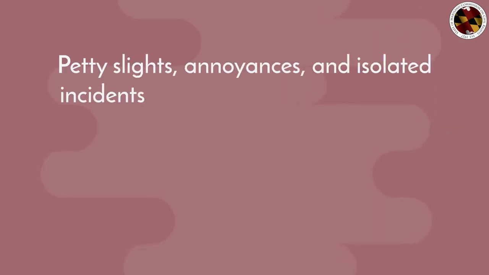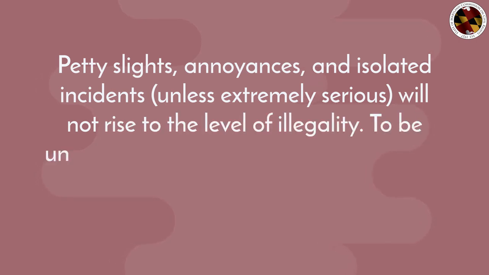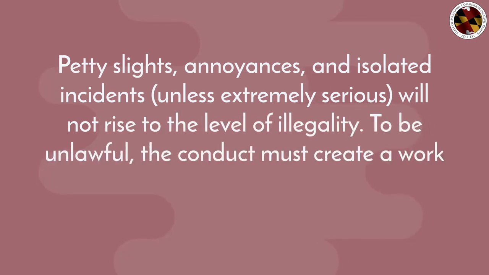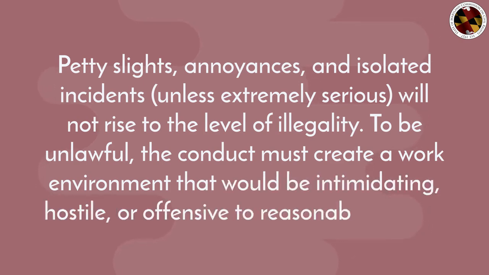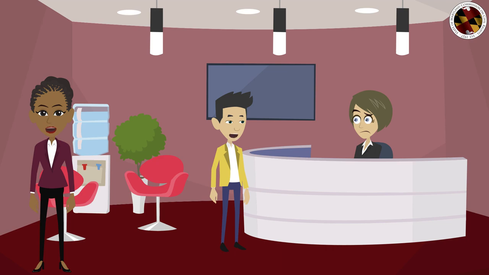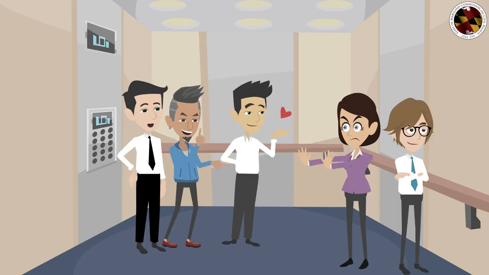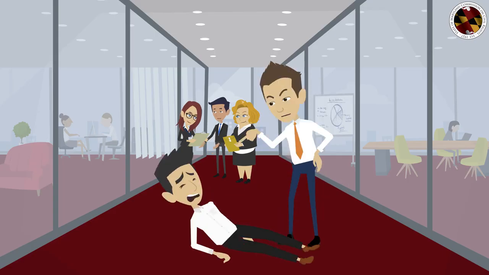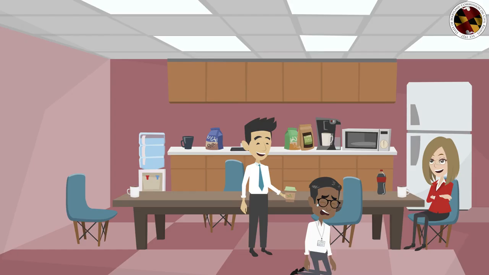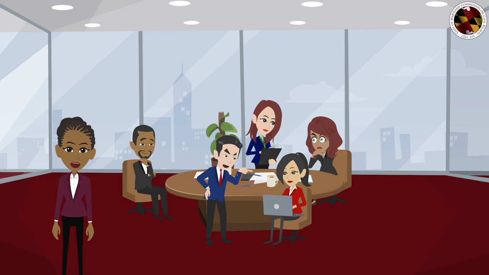Petty slights, annoyances, and isolated incidents, unless extremely serious, will not rise to the level of illegality. To be unlawful, the conduct must create a work environment that would be intimidating, hostile, or offensive to reasonable people. Offensive conduct may include, but is not limited to, offensive jokes, slurs, epithets or name-calling, physical assaults or threats, intimidation, ridicule or mockery, insults or put-downs, offensive objects or pictures, and interference with work performance.